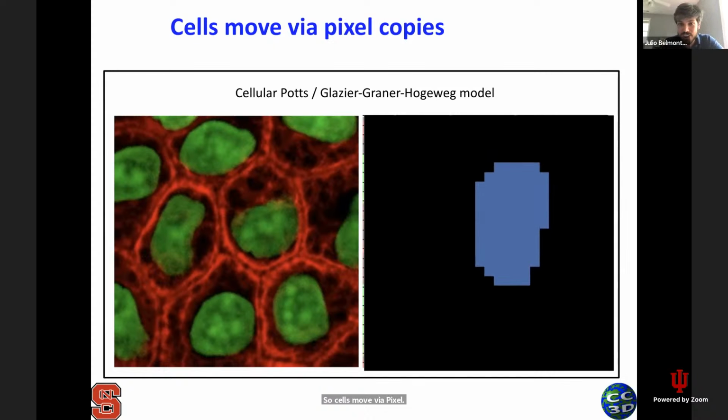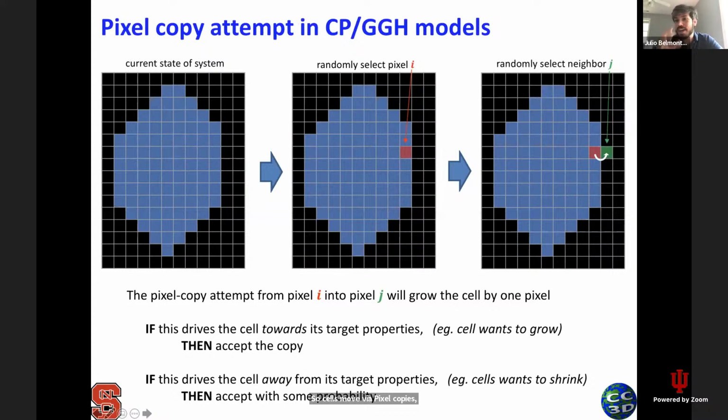Okay, so of course these pixel copies have to be guided. There has to be some kind of logic behind it for your simulation to do what you want it to do. The way the pixel copies work in CompuCell is that it does one pixel copy at a time, and it does that in a random, or stochastic, way.